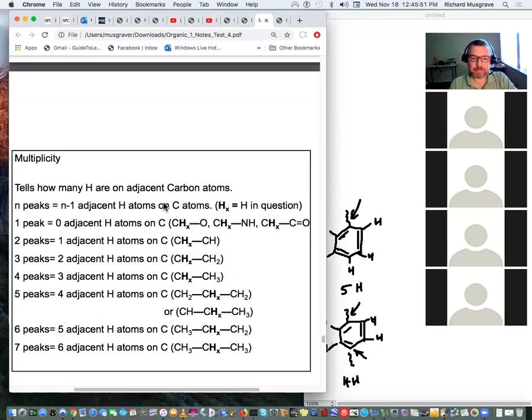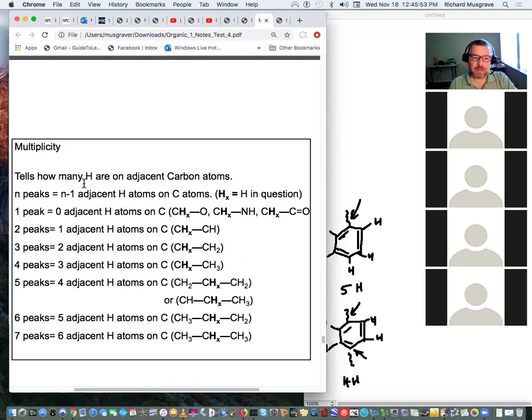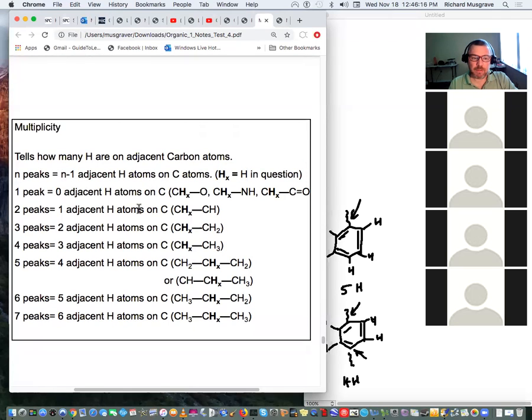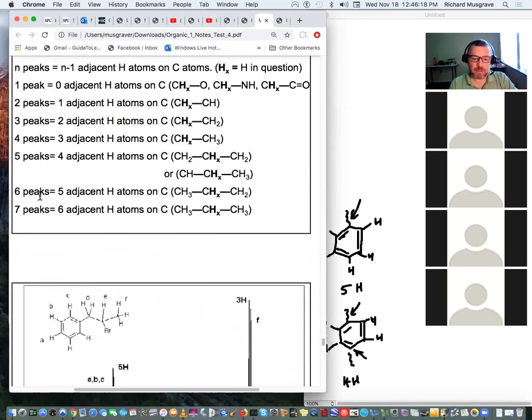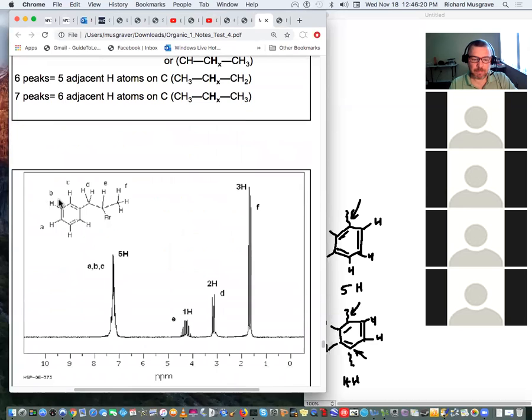This is the hardest part. Multiplicity tells us how many hydrogens there are on adjacent carbon atoms to the hydrogen that we're talking about. I know it sounds really complicated, doesn't it? But here's the rule. If there are n peaks, we have n-1 adjacent hydrogens on carbon atoms, where HX is the actual HX that the peak is responsible for. So that's the rule. Let's take a look at some examples of this.